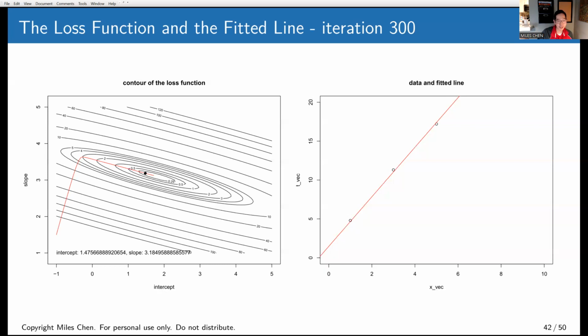Just want to check, make sure this is okay, and the pair of plots make sense in terms of what the loss function looks like, and then what the fitted line looks like in relation to the data.